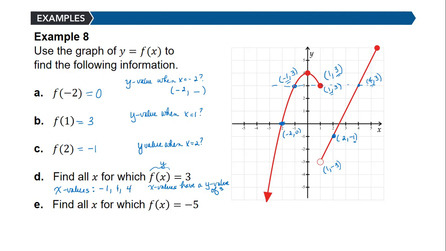And part E says find all x for which f of x equals -5. So now we go to -5 on the y-axis, which is going down, and look left and right to see if we see a point on the graph that corresponds to that y value. And there is a point at -3, -5. So the x value that has a y value of -5 is -3.